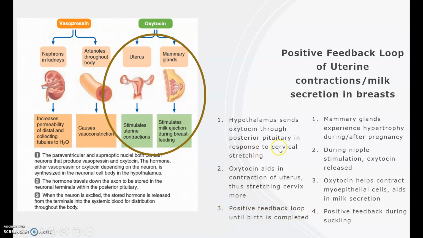If we think back to the cervical stretching, the more this stretches, the more oxytocin will be sent down. And the more oxytocin that's sent down, the more the uterus will contract, which will stretch the cervix more. And this is a positive feedback loop, continually getting stronger and stronger until birth is completed, the cervix relaxes again, and oxytocin, after that very big release as you see your baby for the first time, which will help with the bonding process, will go back down to normal levels.